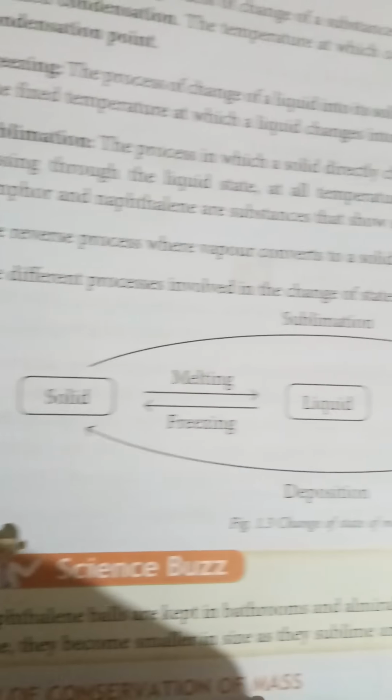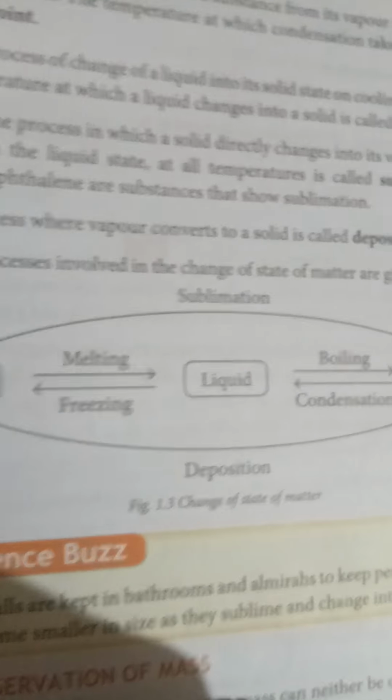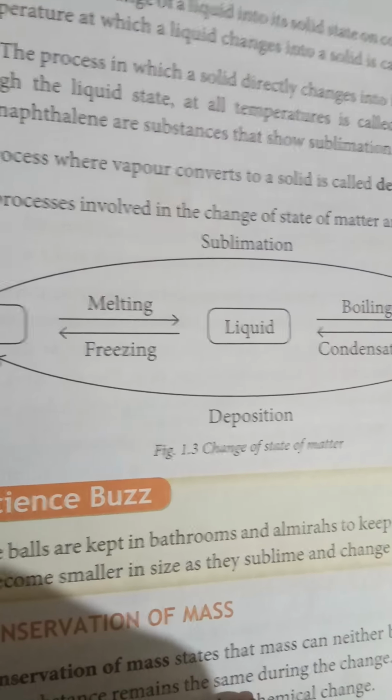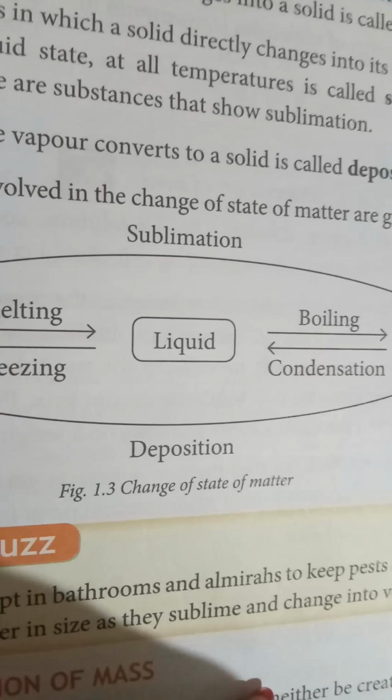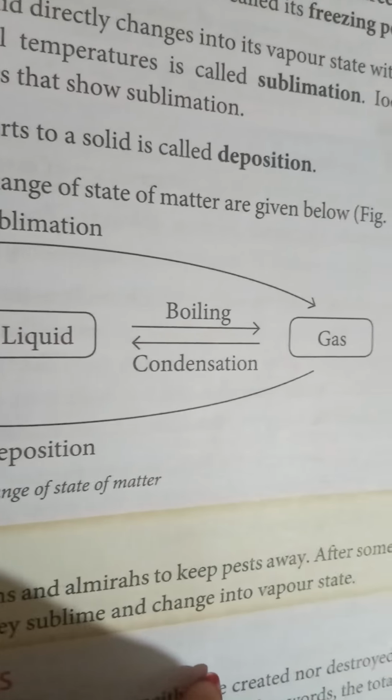The different processes involved in the change of state of matter are given below. It is a cyclic form where the stages appear for the change of state of matter from one state to another. See, here is the solid, then comes the liquid, and after that at last is the gas. Here arrows are given to show how it will get converted. For the solid, suppose you have taken ice, if it melts, then it will get converted into liquid. And if you have taken water in a beaker and you heat it, through boiling it will get converted into gas.